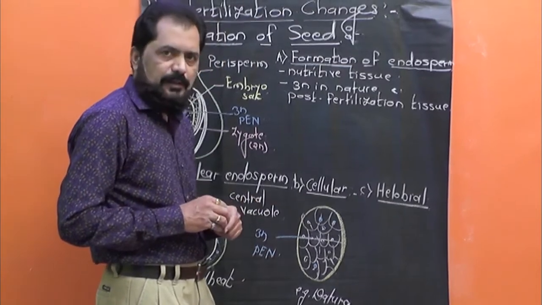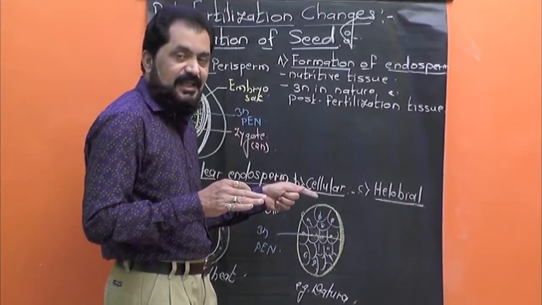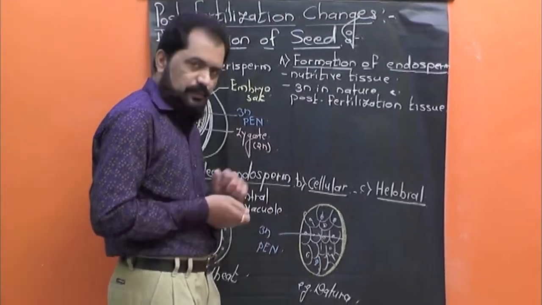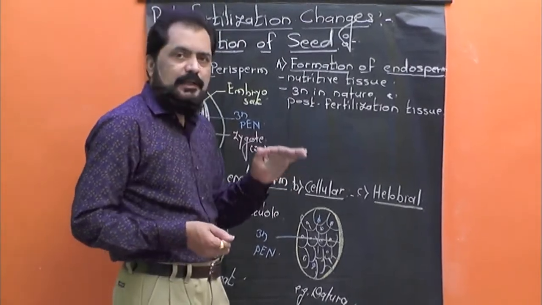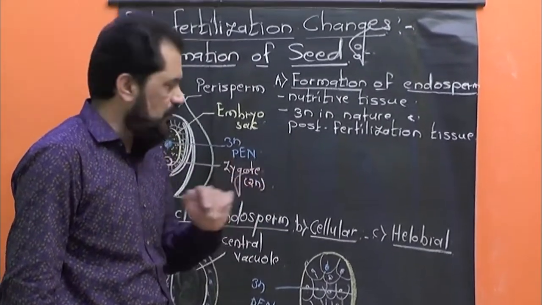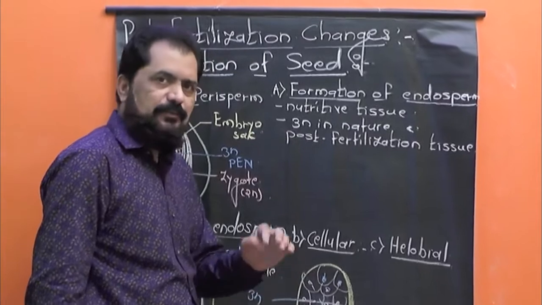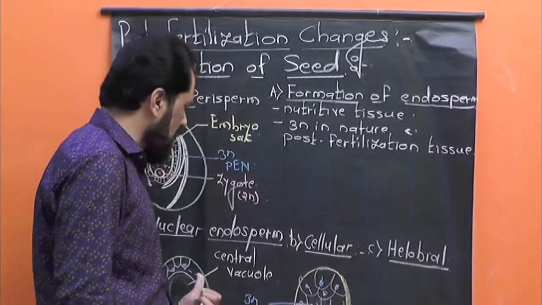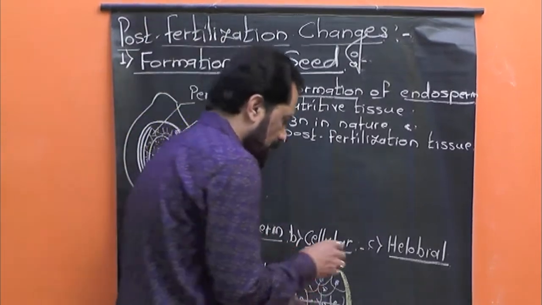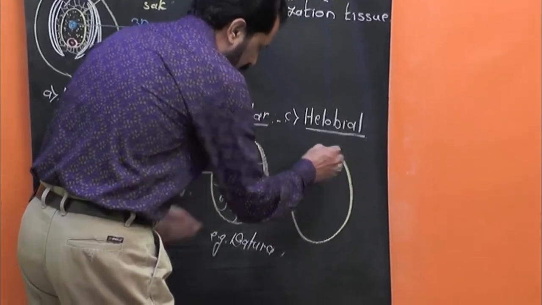In this type, the development occurs just as an intermediate between the cellular and nuclear type of endosperm. Listen. Helobial endosperm is considered an intermediate type of endosperm between cellular and nuclear, because it shows some characters like nuclear endosperm and some features like cellular endosperm. Let me show and explain. Consider once again, here is the embryo sac and the triploid pane.